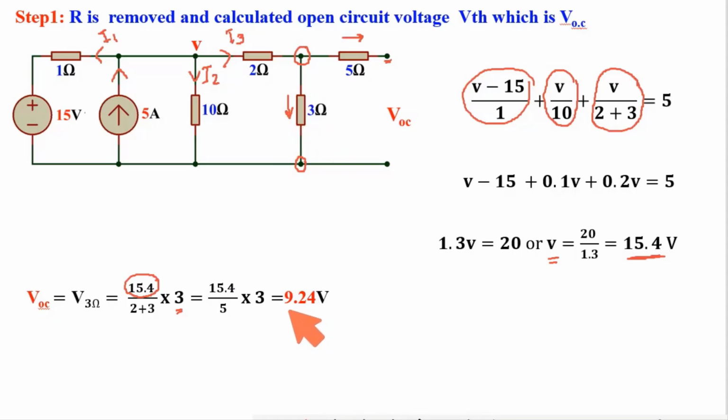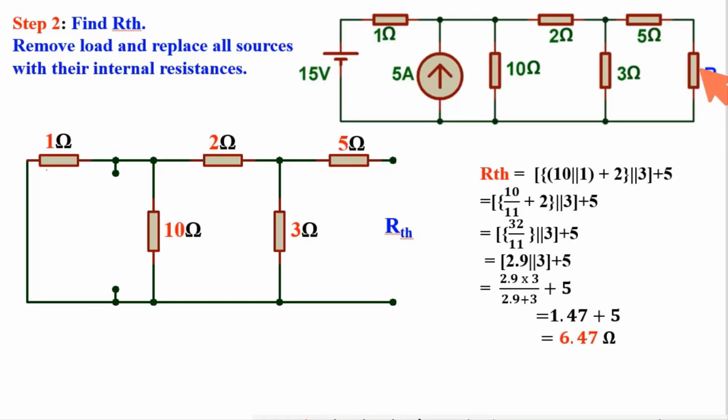So ultimately VOC I got 9.24 volt. Now to calculate RTH, open this load resistance. Here the sources are replaced by their internal resistance. The current source will be completely open. Voltage source will be shorted. So this is the resistive combination, and from this I need to calculate RTH.